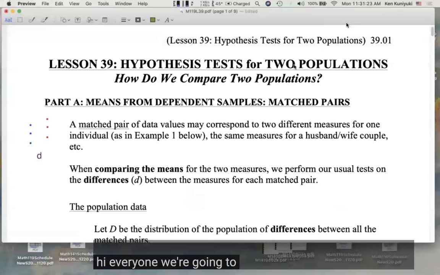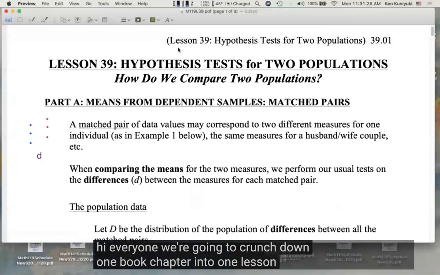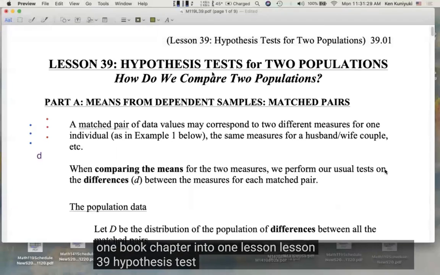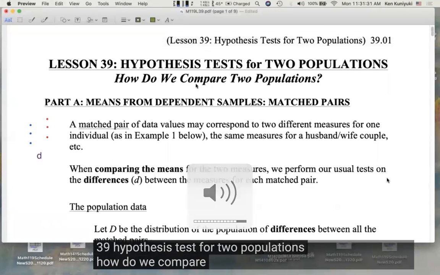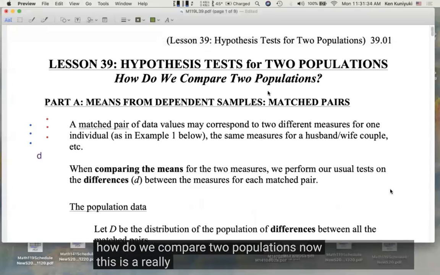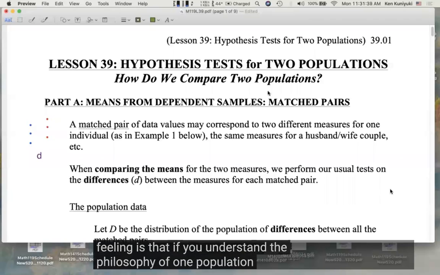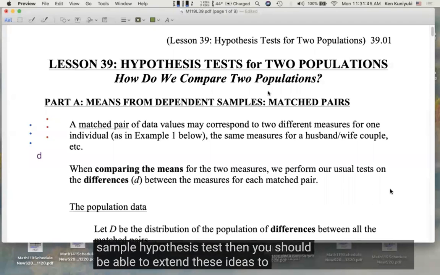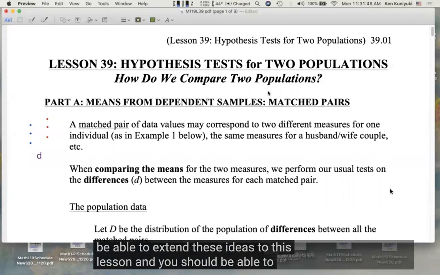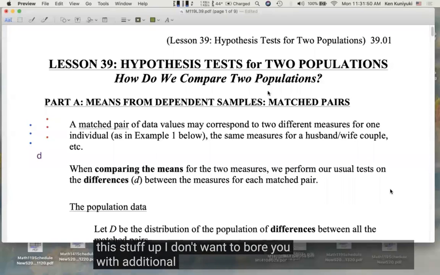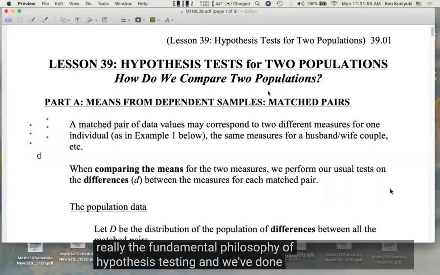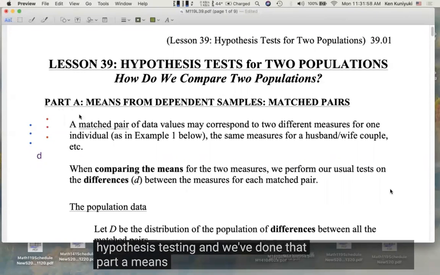Hi everyone, we're going to crunch down one book chapter into one lesson. Lesson 39, hypothesis test for two populations. How do we compare two populations? Now, this is a really big topic, but my feeling is that if you understand the philosophy of one population or one sample hypothesis test, then you should be able to extend these ideas to this lesson, and you should be able to pick this stuff up. I don't want to bore you with additional details when the key is really the fundamental philosophy of hypothesis testing, and we've done that. Part A, means from dependent samples, matched pairs.